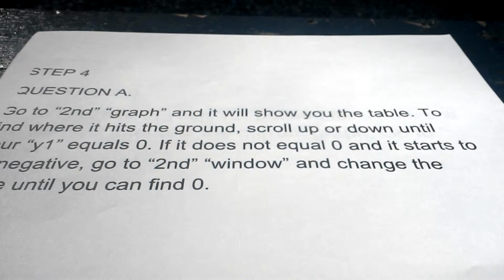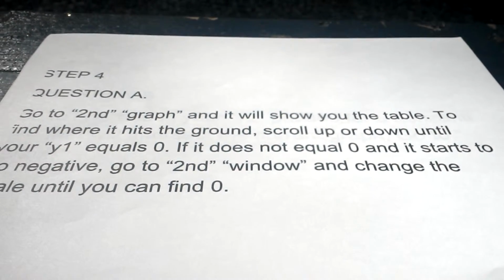Step 4, question A. Go to second graph and it will show you the table. To find where it hits the ground, scroll up or down until your y1 values equal 0. If it does not equal 0 and it starts to go negative, go to second window and change the scale until you can find 0.